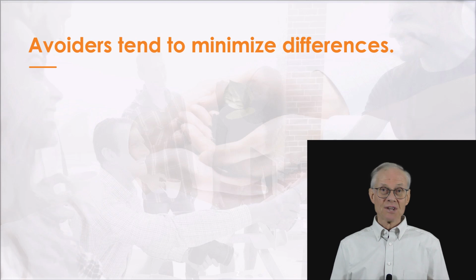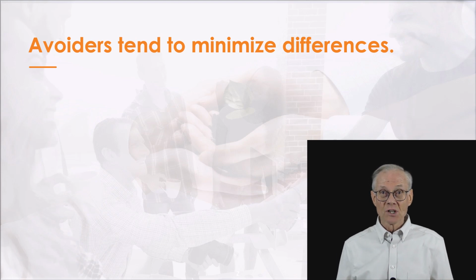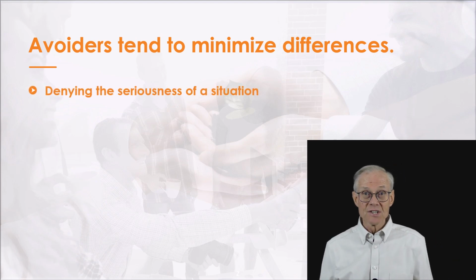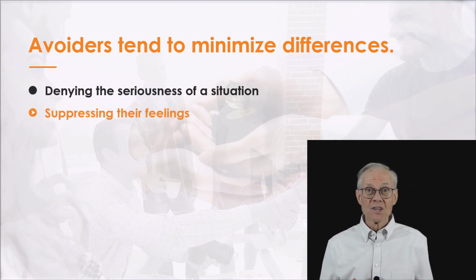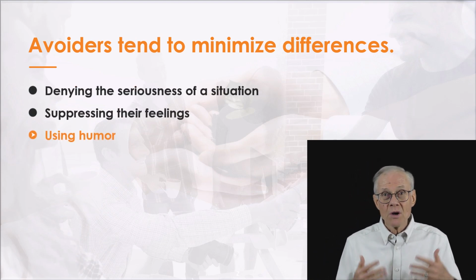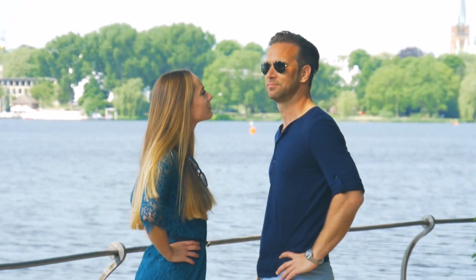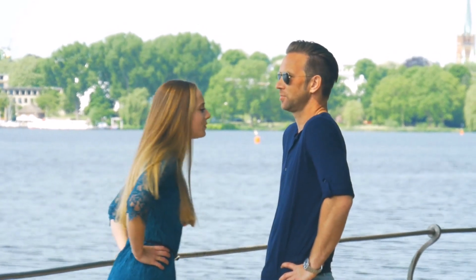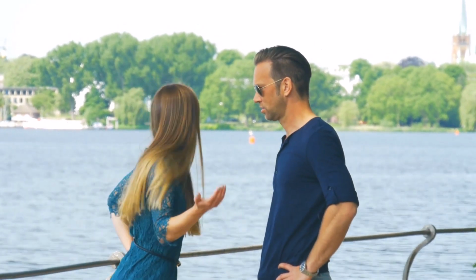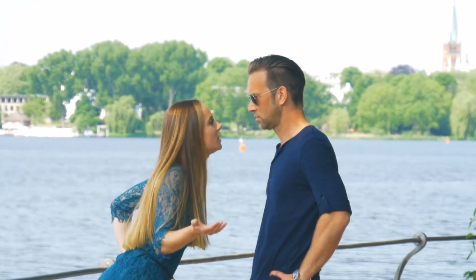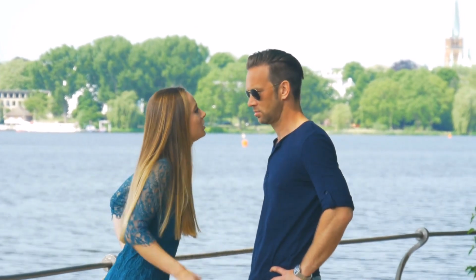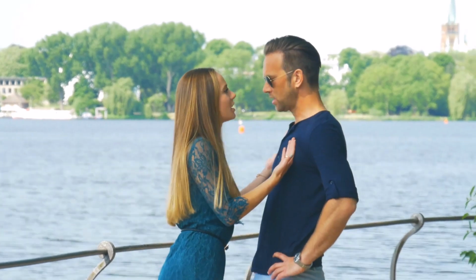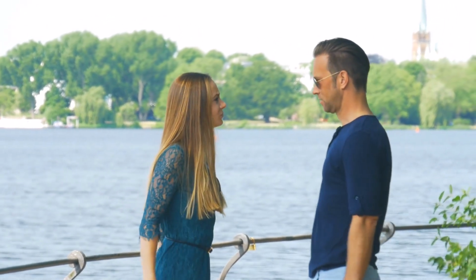Avoiders. Let's talk about avoiders. Avoiders tend to minimize differences. Avoiding behaviors include things like denying the seriousness of a situation, suppressing their feelings, using humor, minimizing, being apathetic, rationalizing, acting as if it's business as usual. They distract, dismiss, escape. They don't like conflict, and in particular the strong emotions that conflict brings up. So they try to smooth everything over, pretend that it's okay. Their strategy is to leave issues alone and hope they'll go away.